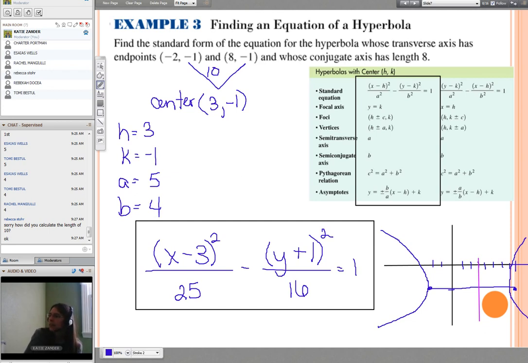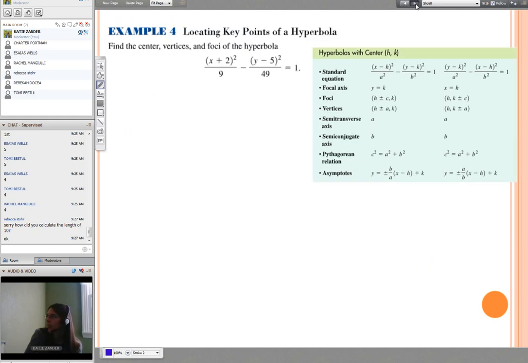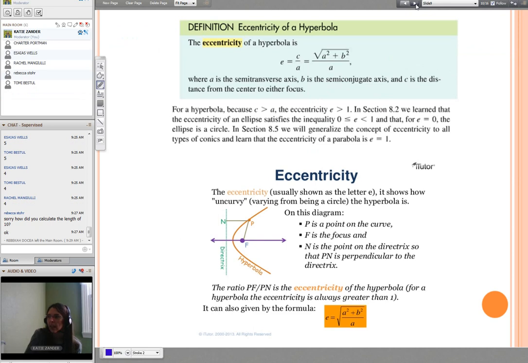Okay. Let me just move forward because I'm taking a look at our time here. I do want to talk about the eccentricity of our hyperbola quickly. So I grabbed an extra piece of information from online about what eccentricity is. I think it helps describe it a little bit better.